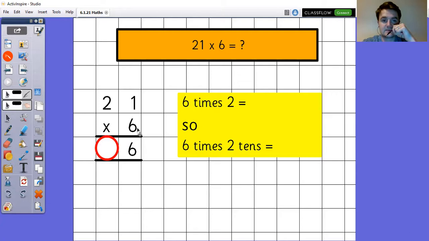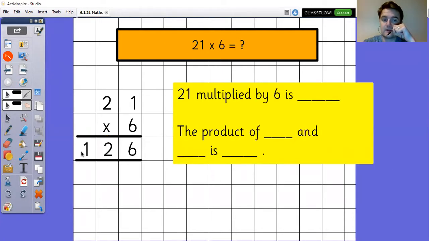So 2 tens times 6. Now, if I know that 6 times 2 is 12, then I know that 6 times 2 tens must be 12 tens, which is the same as 120. I can put 12 in there, but I know that that's the same as 12 tens, which is 120, which tells me that 21 multiplied by 6 is 126. So the product of 21 and 6 is 126. That's the classic method of column multiplication.